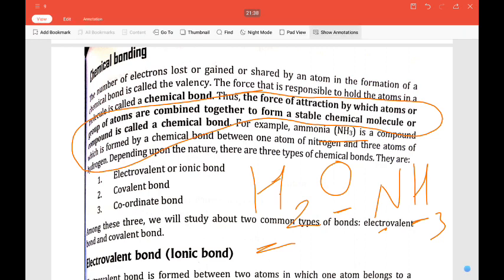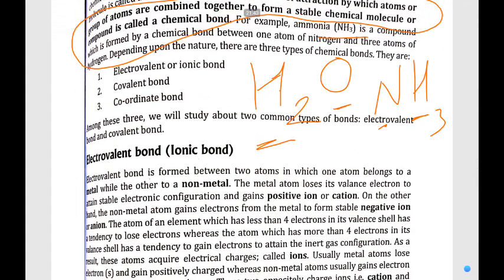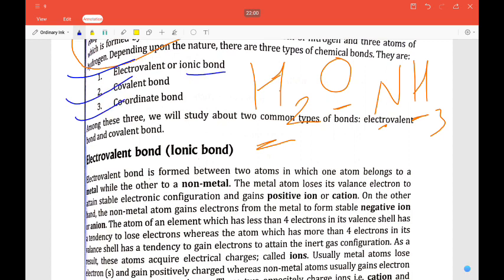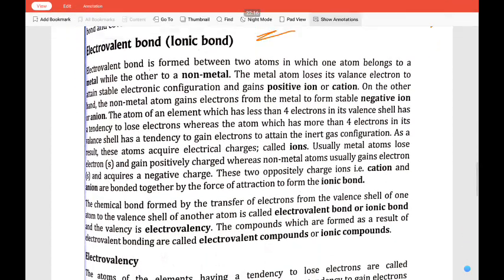Do you know how many types of chemical bonds or chemical linkages there are? There are altogether three. The three types of chemical bonds are the electrovalent bond, also called the ionic bond, the covalent bond, and the coordinate bond. Electrovalent bond or ionic bond.